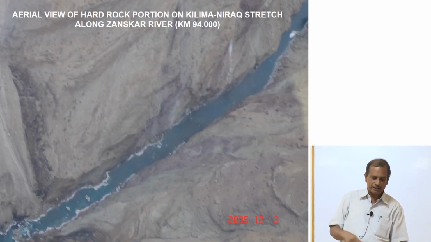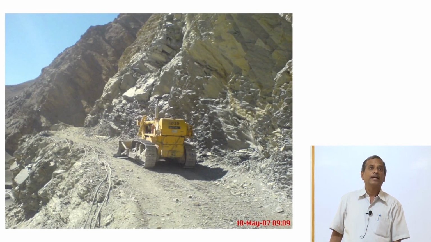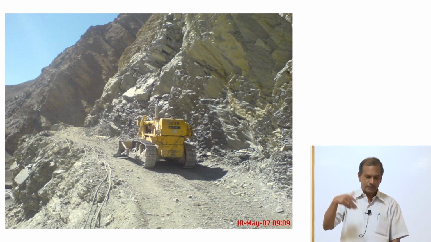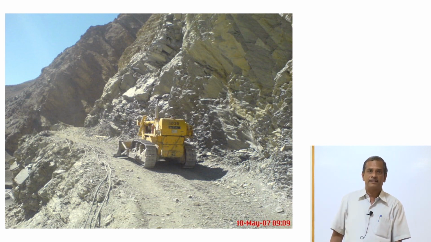So here again, for example, this is an aerial view of the hard rock portion in a section of the Himalayan region. You have to construct the road there. Because the oxygen availability is less there, you will find the working efficiency of these machines is reduced. So how do you construct? It's a challenge. Again, landslides will be there once you try to destroy the nature.